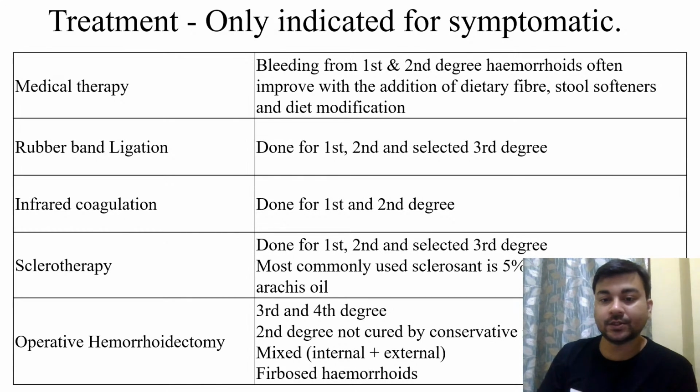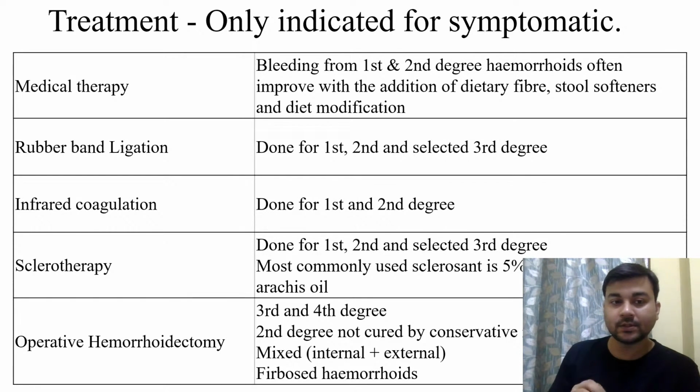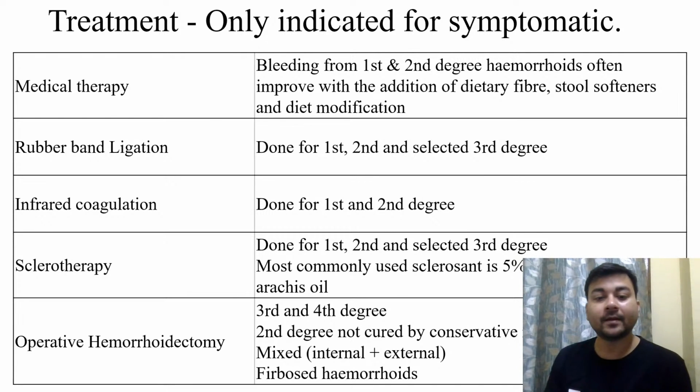Sclerotherapy: the sclerosing agent, mostly 5% phenol in almond or arachis oil, is used in first and second degree and some third degree. So for first degree, second degree, and some third degree patients, we use rubber band ligation or Barron banding and sclerosing agents. Okay.